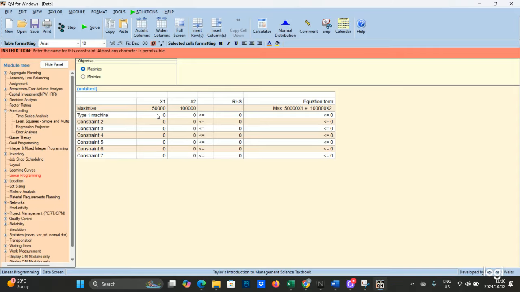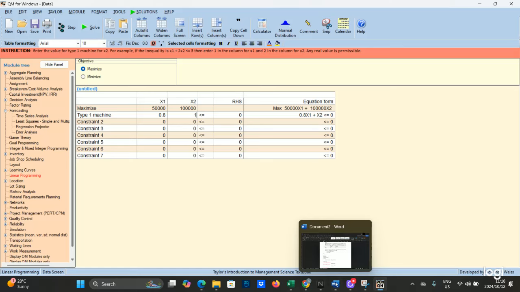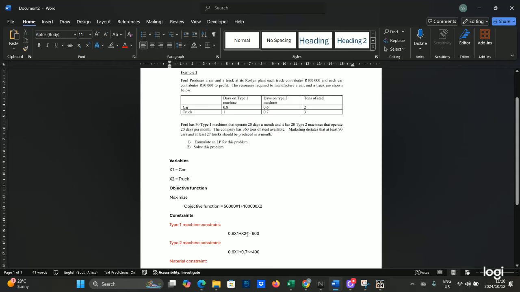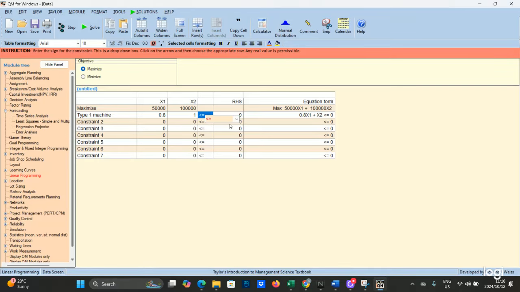Which means for the type one machine, under car, which is x1, I'm going to write 0.8. And then for the truck, which takes 1 day, you just write 1. Now you fix your sign. In this case, our sign was less than or equal to. Here is where you can change your sign. If you press on this drop down, you can see that I can change my sign, and since ours was less than or equal to, we stick to this. And then the limit was 600. Under equation form, you can verify that the constraint is written correctly.